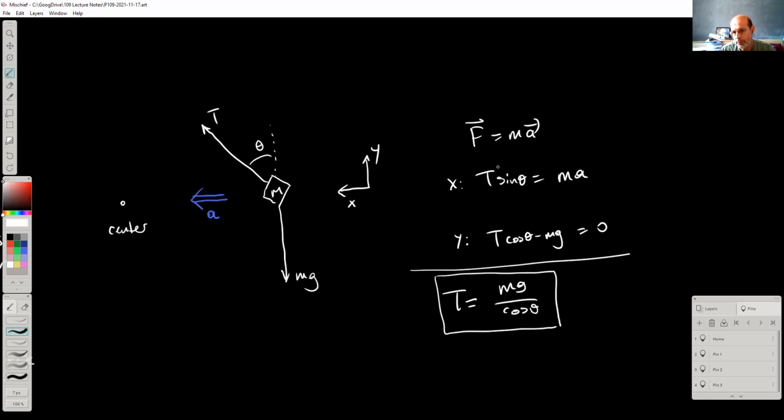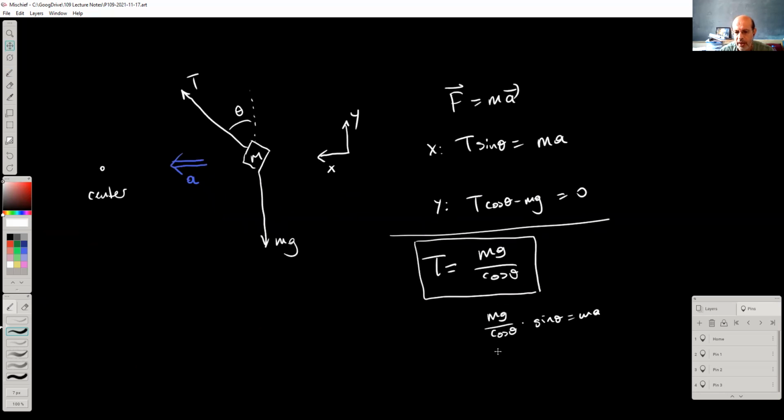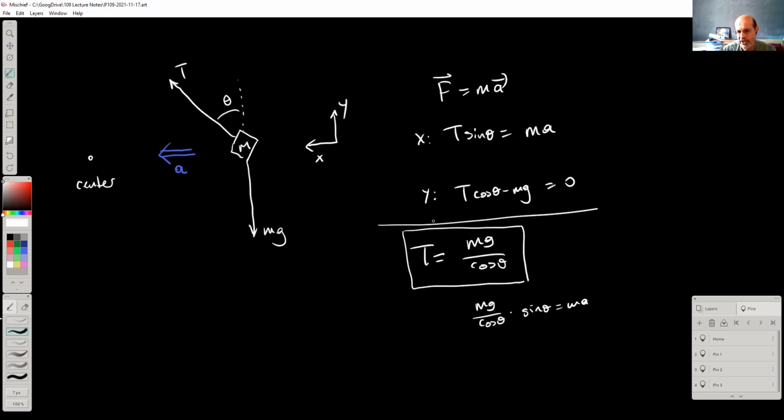There's a horizontal component of the tension, so I just inserted this in here. Let me first write down the equation. It's this first equation in here, so therefore we find the acceleration, that's g times tangent theta.